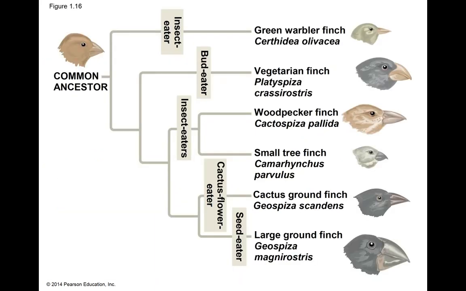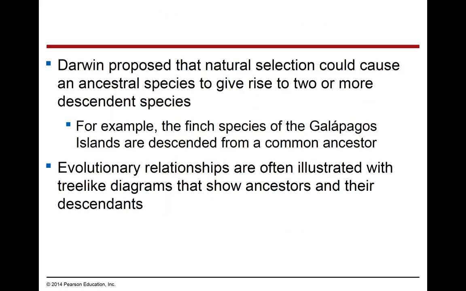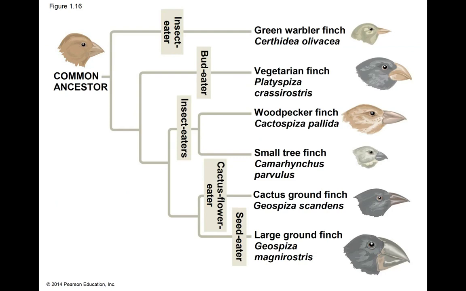Evolutionary relationships are often illustrated with tree-like diagrams to show ancestors and their descendants. Looks like this. Common ancestor was our Chilean coastline bird, our finch, and then all of these different finches came around afterwards. They all look, you know, similar, but there are differences. There's differences in their eyes and their beaks and their size, just based on the food sources, right? You can see bud eater, insect eater, all of these different things. This is an example of descent with modification. This is an example of our shared ancestry. And this is how we have diversity.